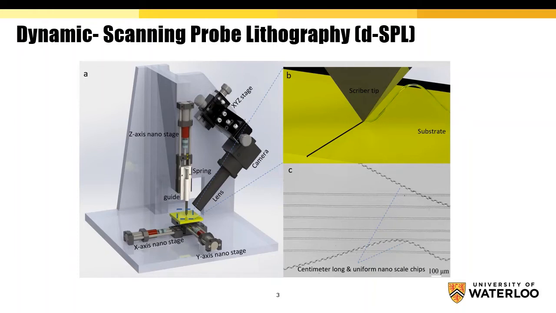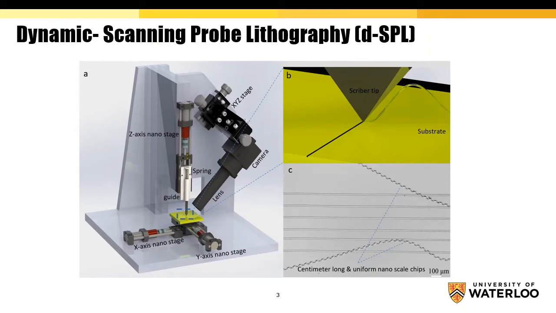In this report, we introduce a new surface patterning method called dynamic scanning probe lithography. It has its own unique features, such as angstrom to microscale thickness resolution, centimeter size patterning, applicability to a wide range of materials, and high throughput.